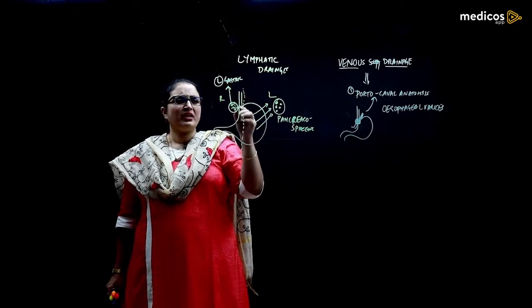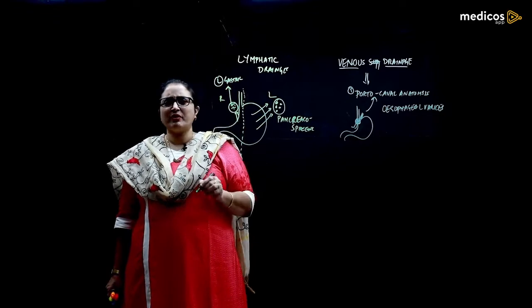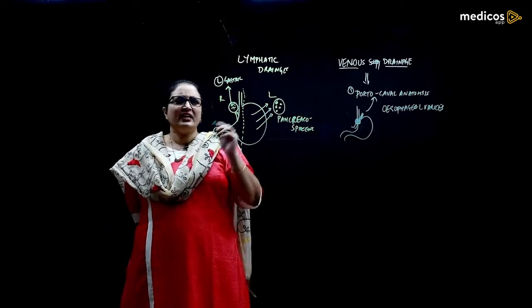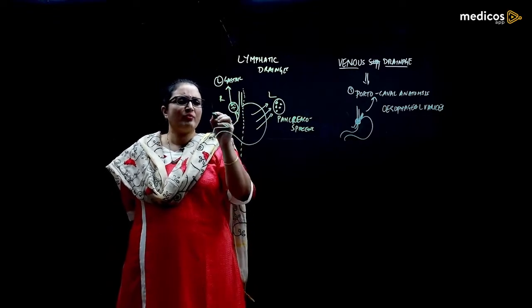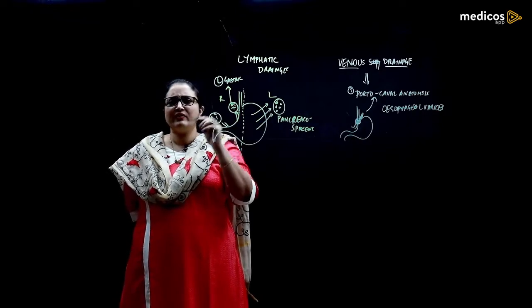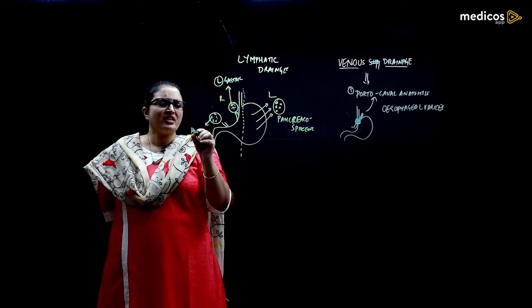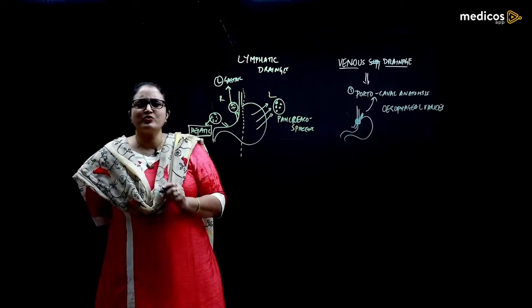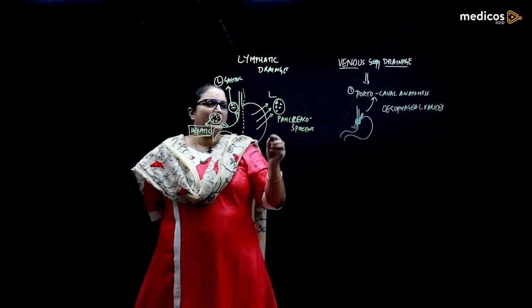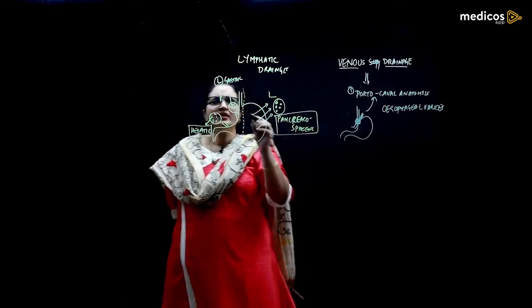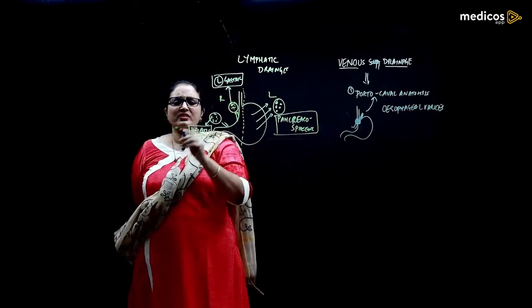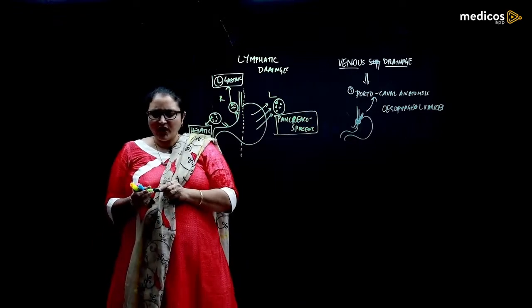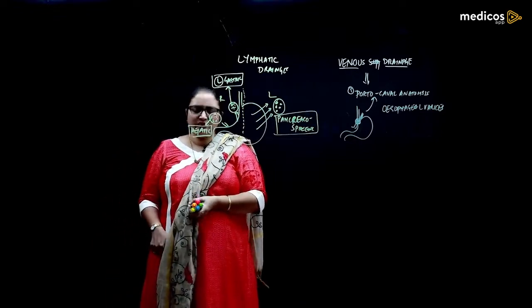The upper part, especially from the lesser curvature, drains into the left gastric lymph nodes, whereas the lower part drains into a group of lymph nodes which are very close to the liver, called the hepatic lymph nodes. So there are 3 groups of lymph nodes: the pancreatico-splenic, the left gastric group, and the hepatic group. All these 3 help in drainage of the lymph.